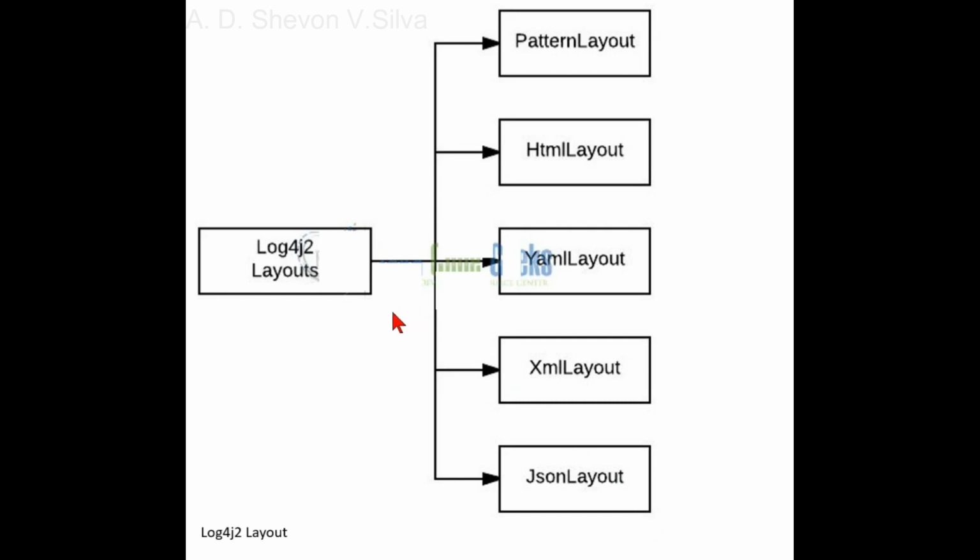So Log4j2 has implementing classes PatternLayout, HTMLLayout, YAMLLayout, XMLLayout, and JSONLayout. This is about Log4j2 layouts.